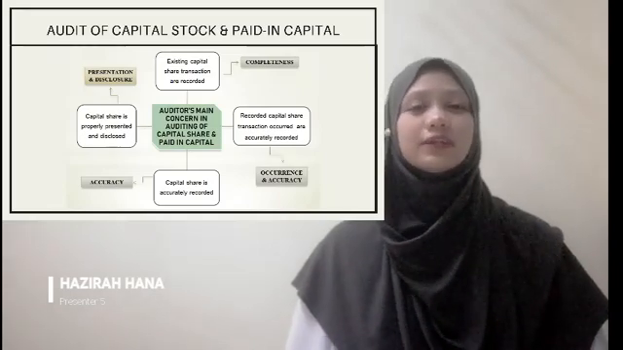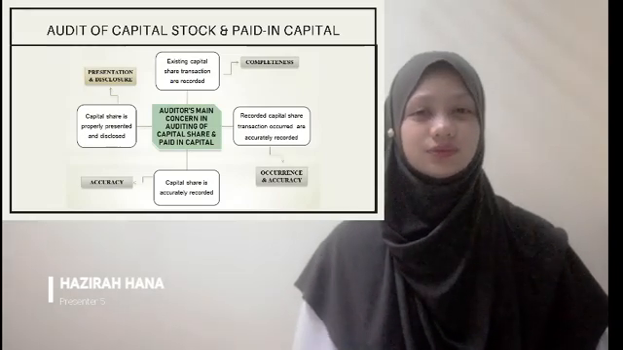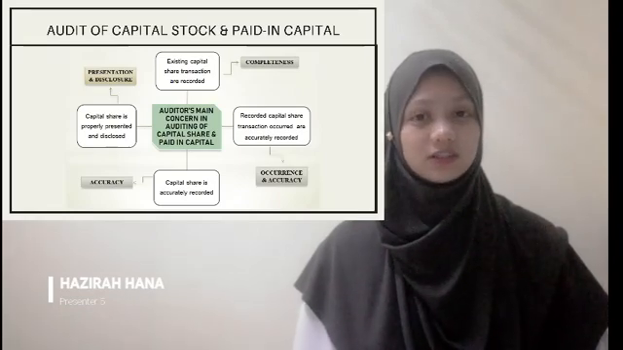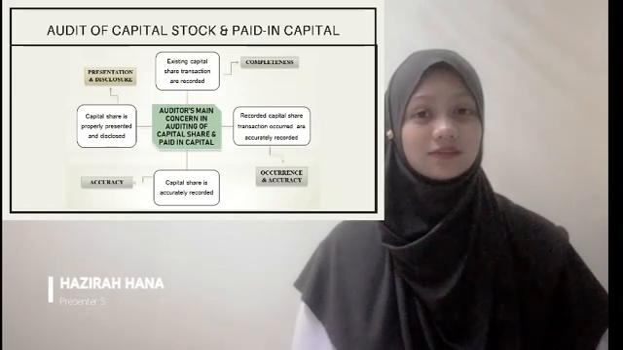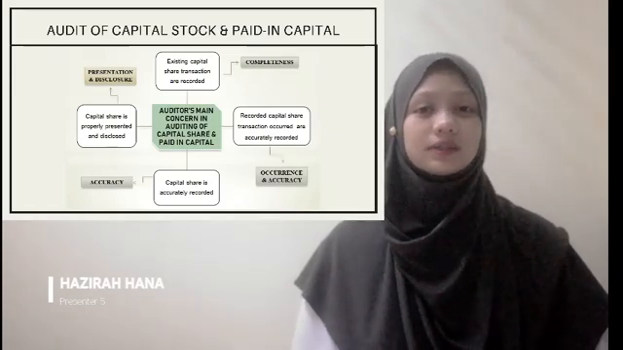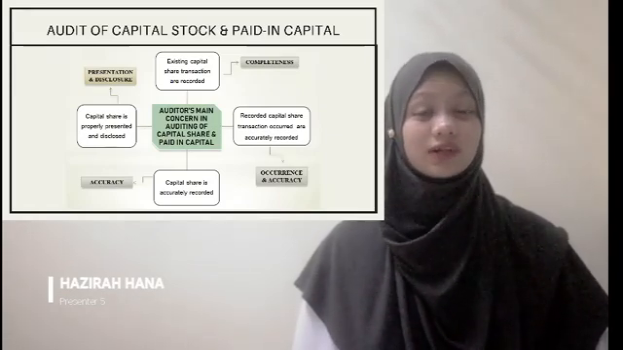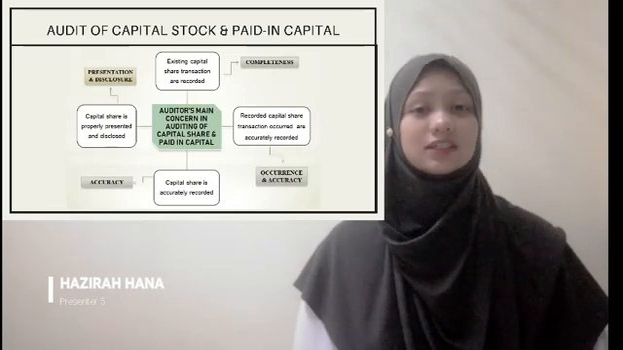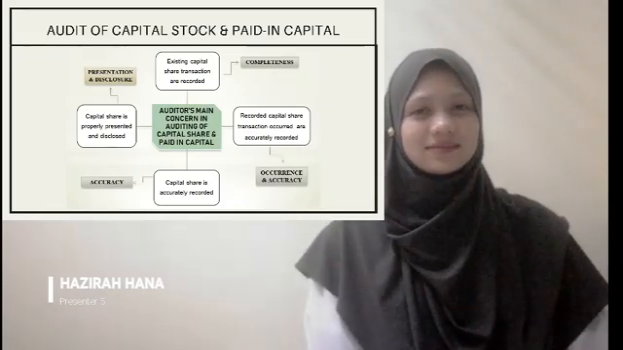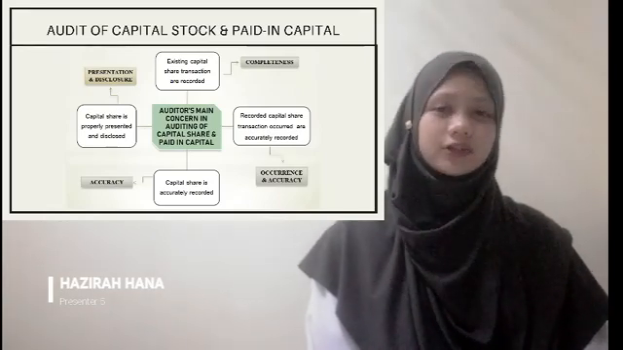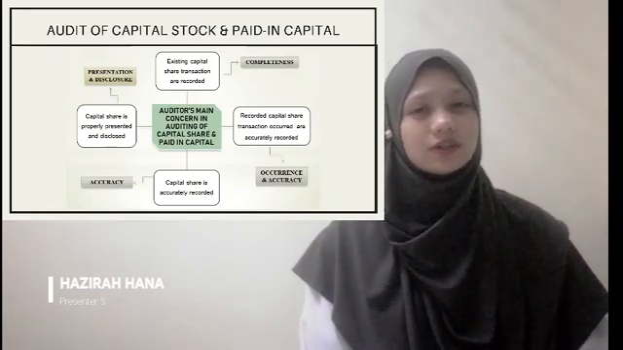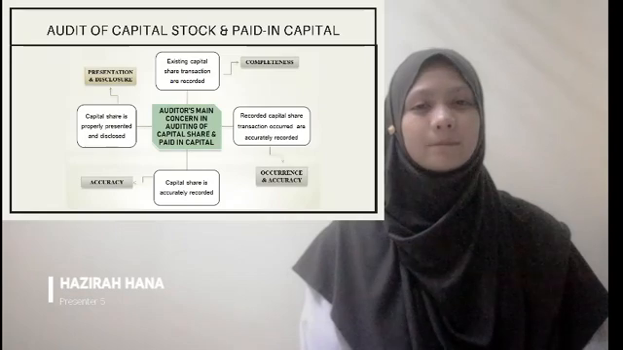So in order to do that, they have to review the balance sheet and minutes of the board of directors meetings and compare them with the registrar or transfer agent's share records. Next, the recorded capital share transactions occurred and are accurately recorded. This is related with the audit objectives of occurrence and accuracy.